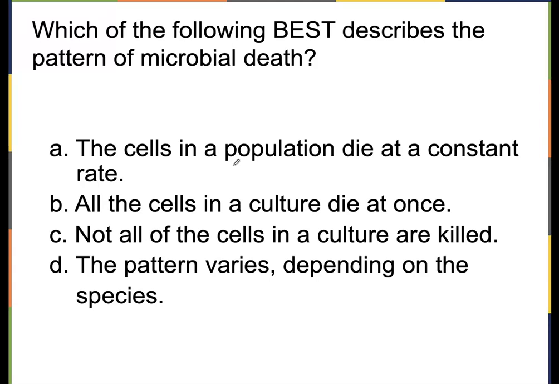Which of the following best describes the pattern of microbial death? The cells in a population do die at a constant rate. Remember, that was the D value, and you can determine the D value by determining when 90% of that population has died and only 10% survive.